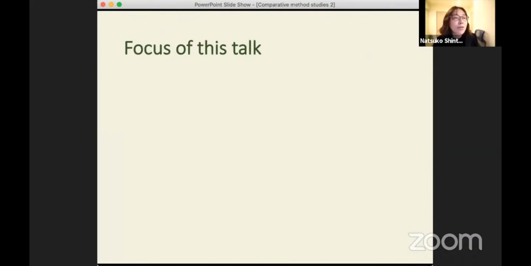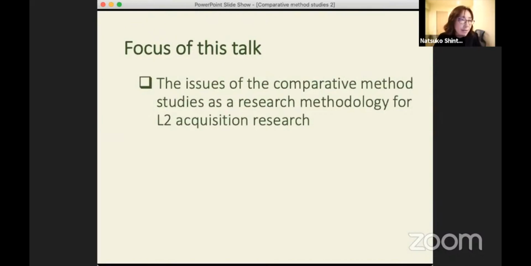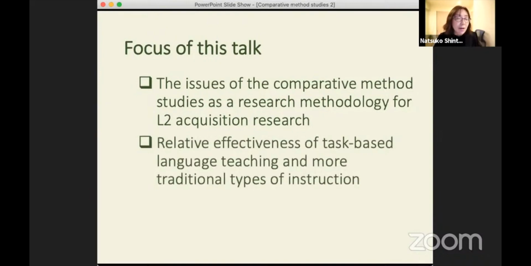I'd like to focus on two things. First, I will consider the issues of comparative method studies as a research methodology for second language acquisition research. And by looking at these studies, I will examine whether task-based language teaching is more effective than traditional types of instruction. So this talk is not based on a single study, so it's a bit different from other talks. It's based on a review of existing studies to answer these questions. Particularly the first one I'm focusing on today, to discuss or tackle the question as to whether we should conduct studies comparing TBLT and other instructions.